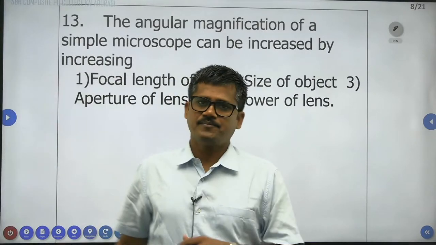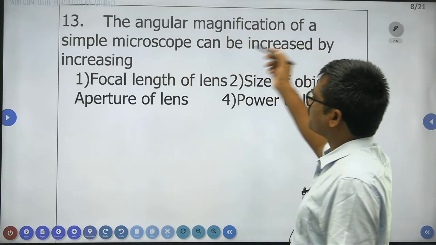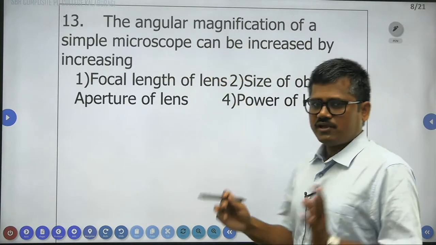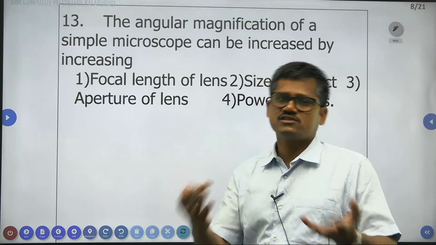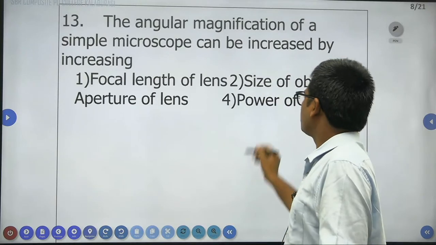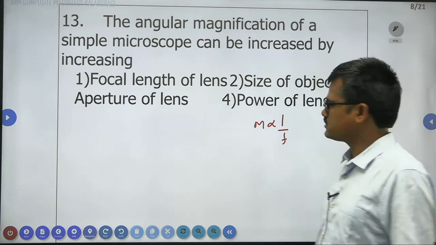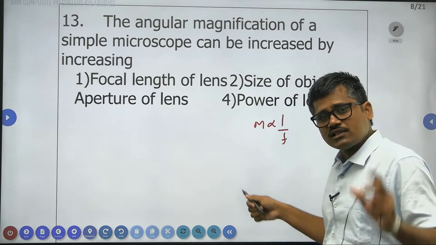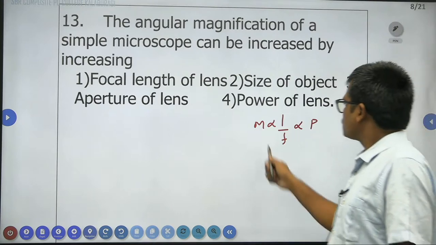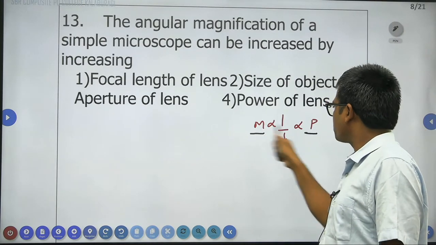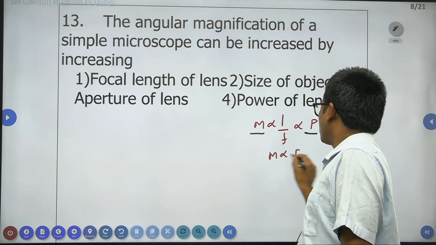Now, the angular magnification of a simple microscope can be increased by increasing. In a simple microscope, it may be image formed at infinity, or image formed at least distance of distinct vision. In both cases, magnification is inversely proportional to focal length of the lens. Focal length of lens is again inversely proportional to power of lens. So magnifying power and power of a lens are directly proportional to each other.